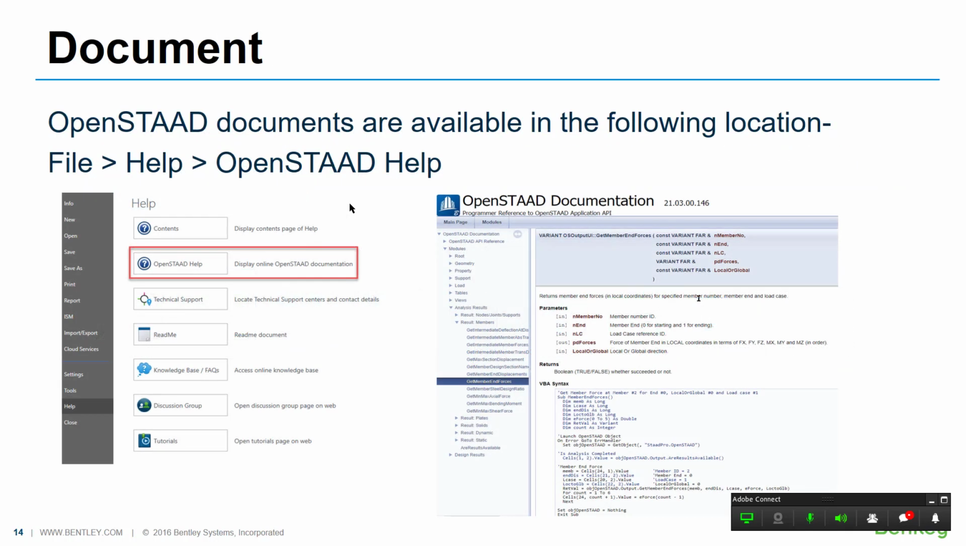If you want to get any OpenSTAAD help, go to the welcome screen of STAAD.Pro Connected Edition. On the welcome screen, you can find the OpenSTAAD help option available. You can readily launch your OpenSTAAD documentation, from where you can check what type of OpenSTAAD function you need to use, and find your relevant functions from here.